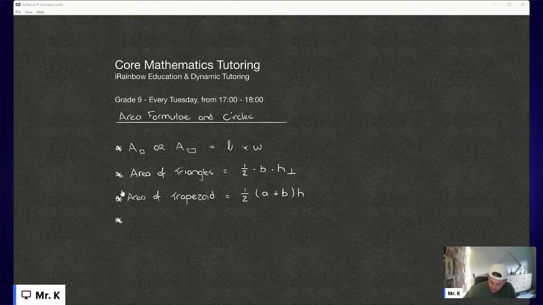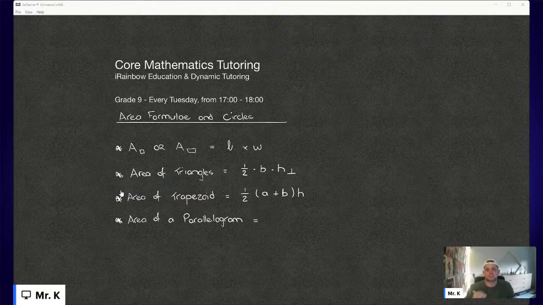Okay, then the area of a parallelogram is another important shape. And guys, we might actually shift gears, come to think of it, I might choose to discuss the properties of these different shapes with you because that's also going to be really important.